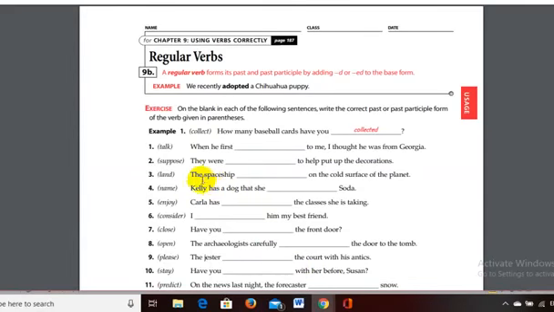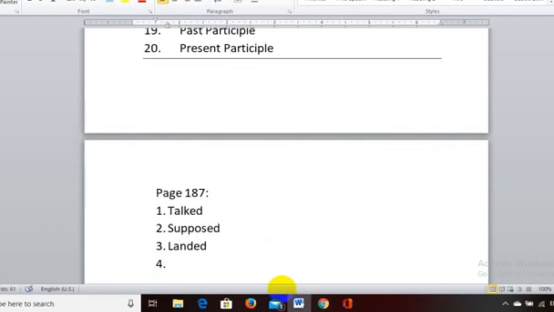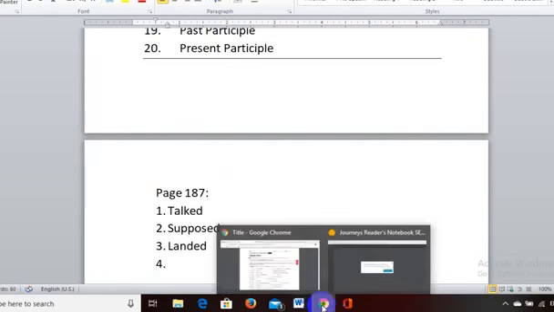Land. The spaceship on the cold surface of the planet. Spaceship what? Yeah, we're going to add the ED. Landed. Pretty easy. Alright, number 4.